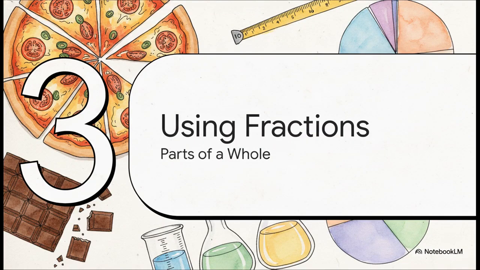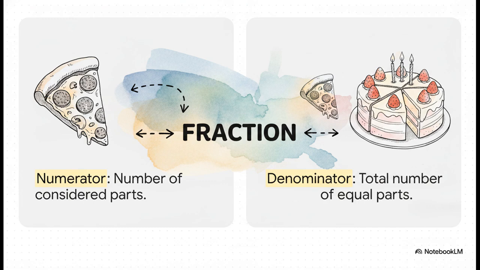All right, from estimating large groups to slicing things up perfectly. Section 3, understanding and using fractions. Before we visualize this, we absolutely have to lock in the 2 foundational terms that make a fraction a fraction. First is the denominator. That's the bottom number. It tells us the total number of equal parts the whole unit has been divided into, the whole shebang. Second is the numerator, the top number. This tells us how many of those specific parts we're actually talking about.